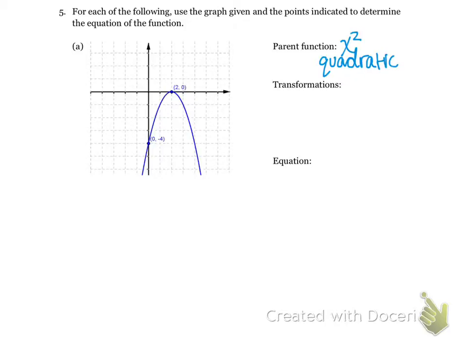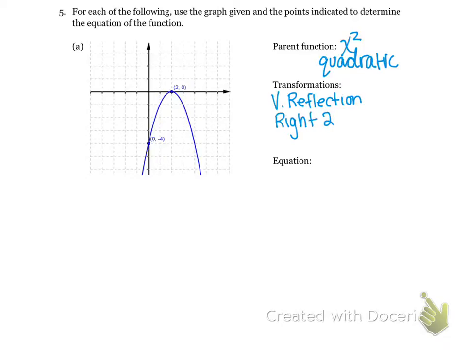All right, so what happened? Well, the vertex is now at 2, 0. It's supposed to be at 0, 0 for the parent function. So that means we have a vertical reflection, and we must have gone to the right 2 as well for it to be at the point 2, 0.